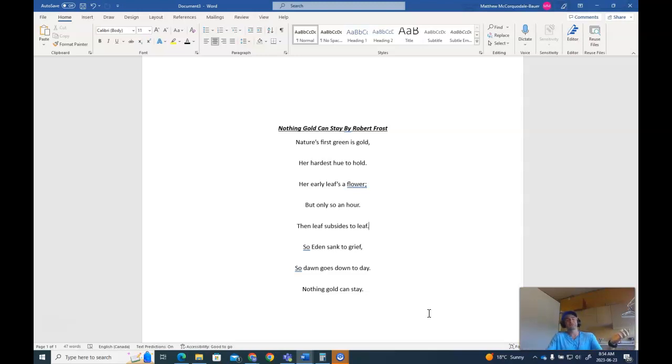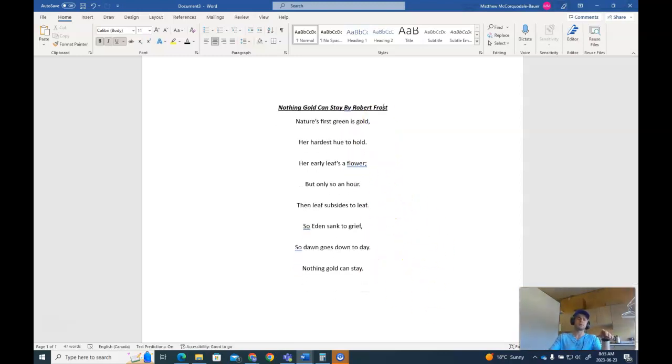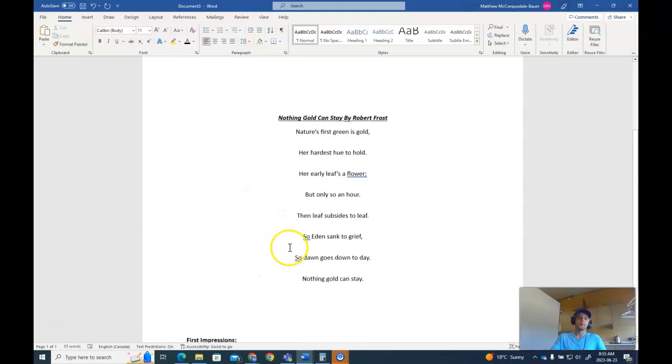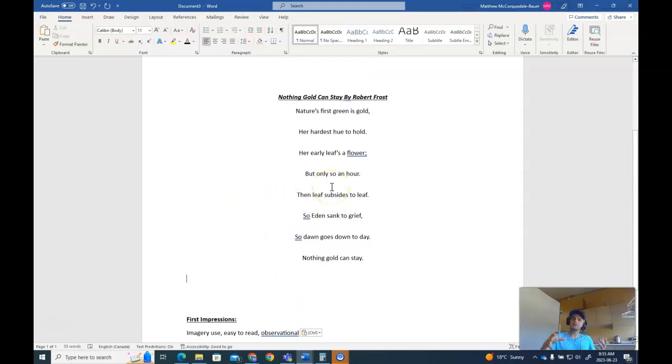I'm also going to say it's easy to read. The words lead nicely into each other. And at the end of the day, it's observational poetry. Lots of poetry that we're going to read will be observational and very much connected to nature, because poets and nature watching go hand in hand. So these are my first impressions. Now, after my first impressions, maybe I've got some notes. So maybe, down here, I might just write my first impressions right there. Now I'm going to go line by line and take a look at this.